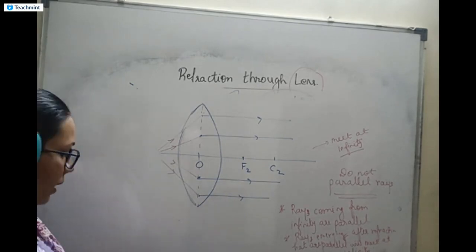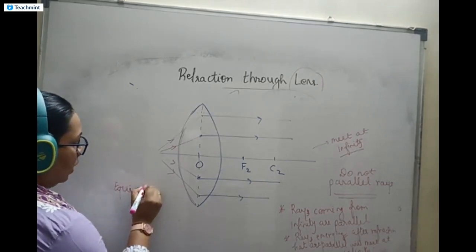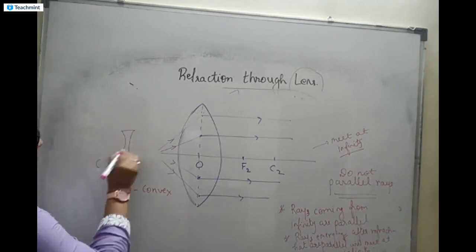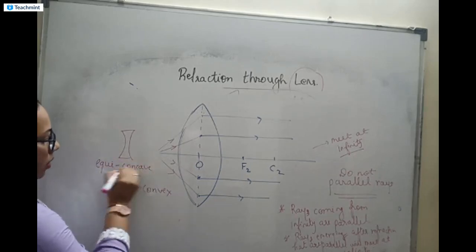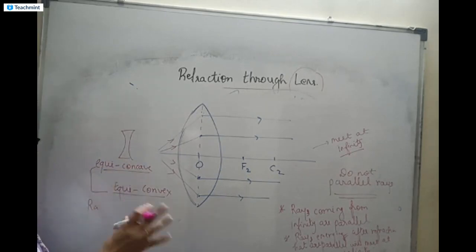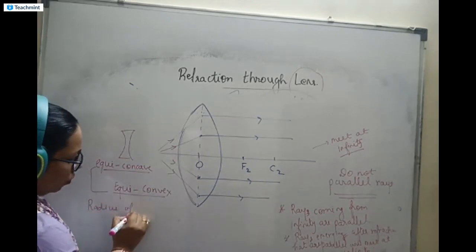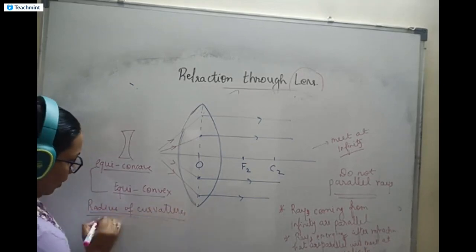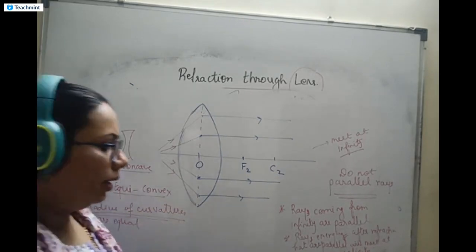Now, in most cases, by default, the kind of lens we are discussing is called an equiconvex lens. And the other one that we will discuss will be called an equiconcave lens. Why so? Because in both cases, there are two radii of curvature, one on the left side and one on the right side, and these radii of curvature are equal. If they are equal, then such a lens is called equiconcave or equiconvex.